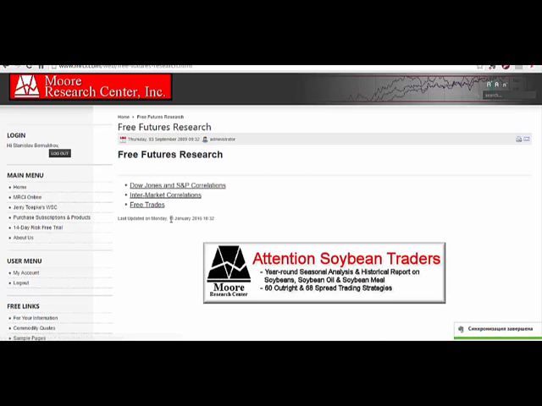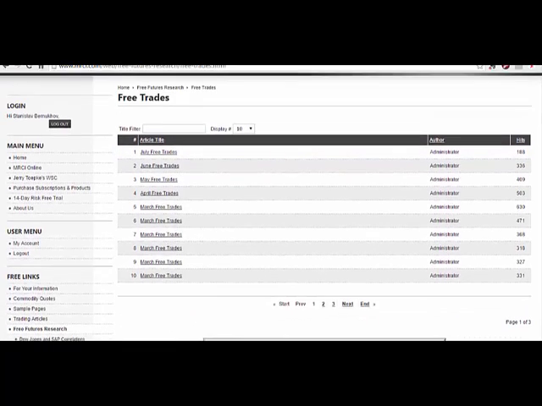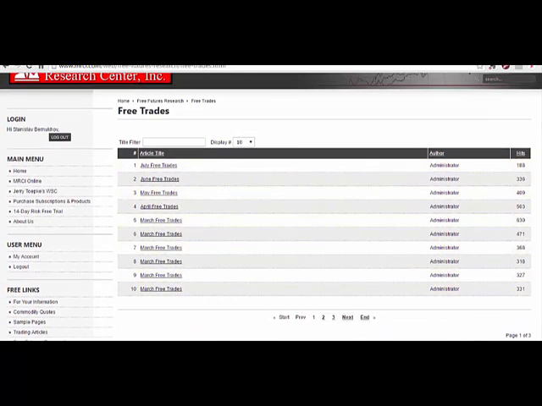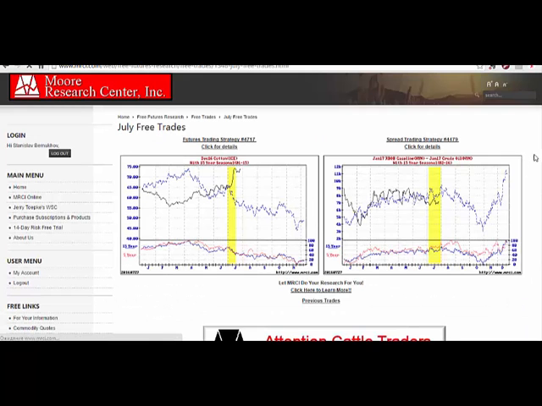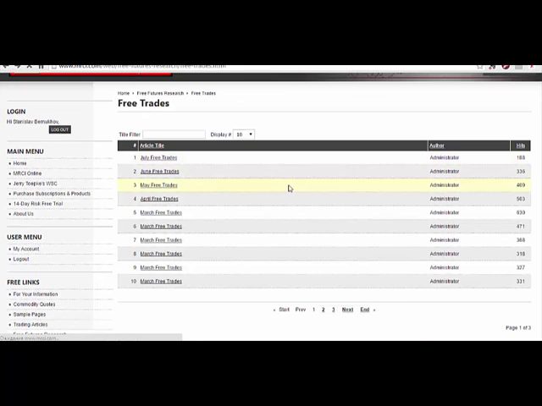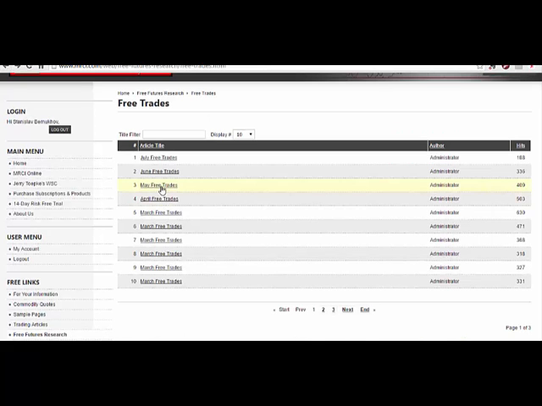Free trades. Well, you can also see intermarket correlations, but let's go to free trades. And you see that there is some history: March free trades, April free trades, and so on. For example, let's switch to July free trades. We see a couple of trades that can be executed on cotton and on the spread between gasoline and crude oil. It's not interesting for us because we are currency traders. What about June? It's also coffee and soybean meal. It's not interesting for us.